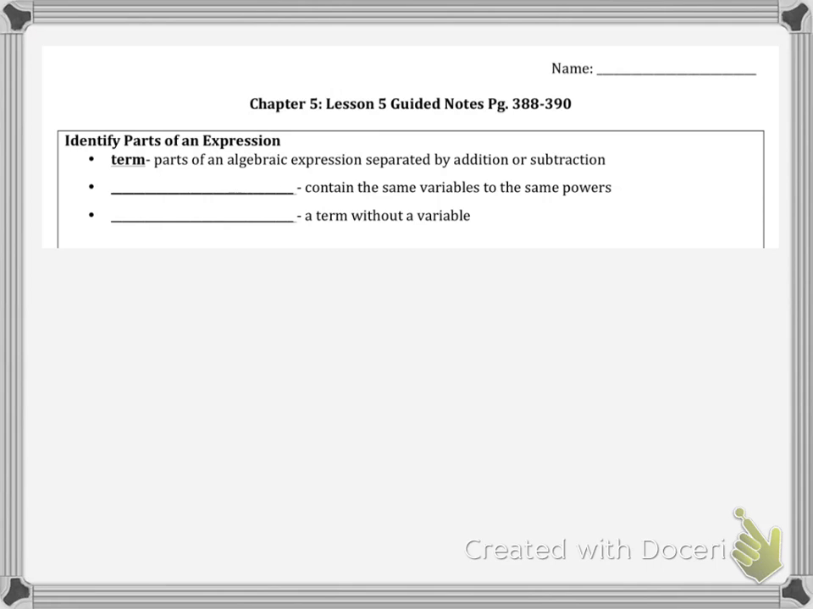Chapter 5, Lesson 5 is talking about expressions, and expressions are made up of things called terms. And you'll see the definition is already on your notes for you. Terms are parts of an algebraic expression, and they're separated by addition or subtraction signs. So there's two definitions that we're going to fill in the vocab word for. The first one is like terms.